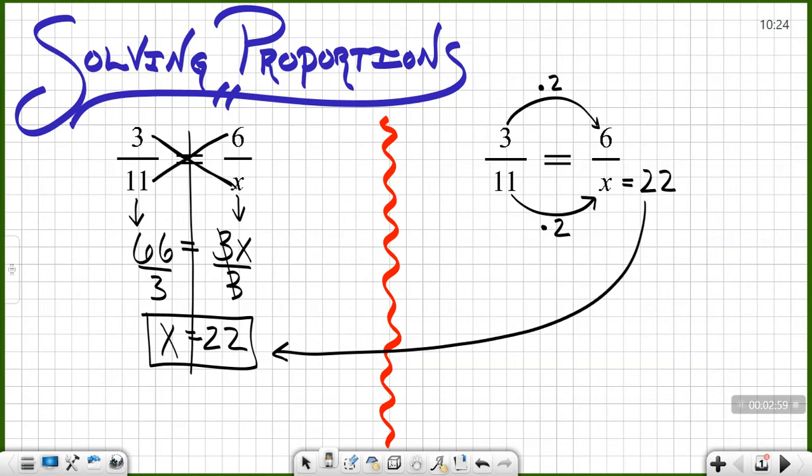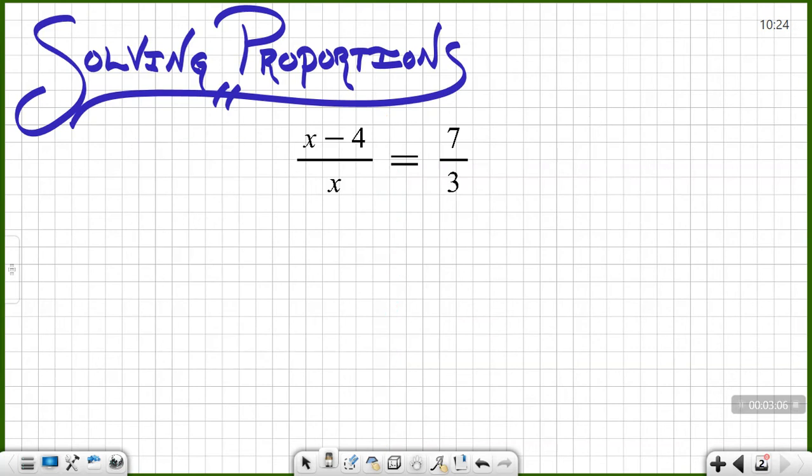Now, if both ways work, and the second way definitely looks easier, why would we not use that all the time? Well, sometimes you get some crazy fractions like this. I mean, take a look. x minus 4 over x. I can't see what to multiply x by to get to 3 or vice versa, and I definitely don't know what you multiply x minus 4 by to get to 7. So at this point, I'm only left with my option of cross multiplication.